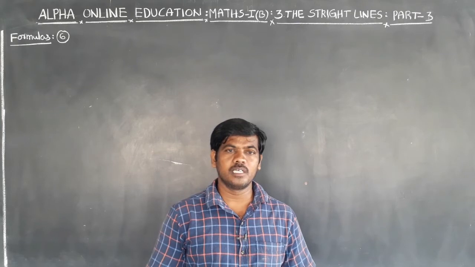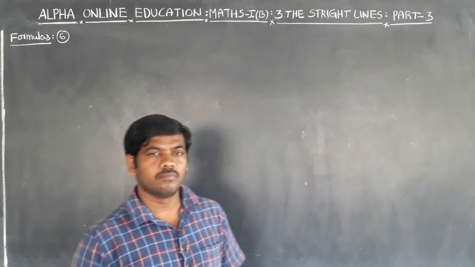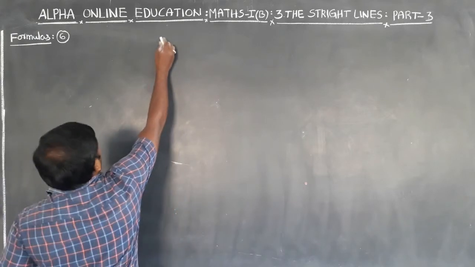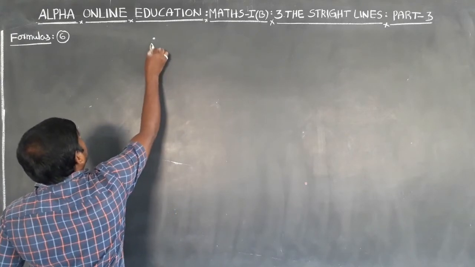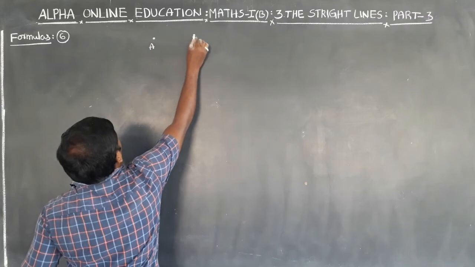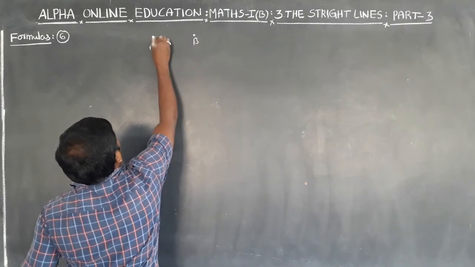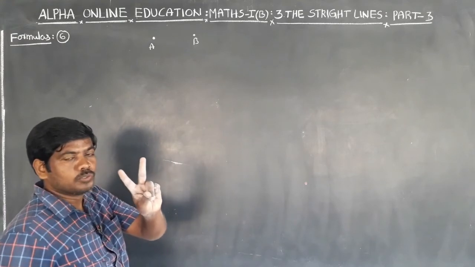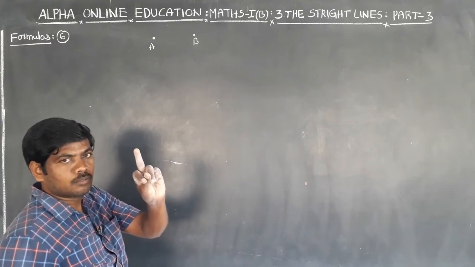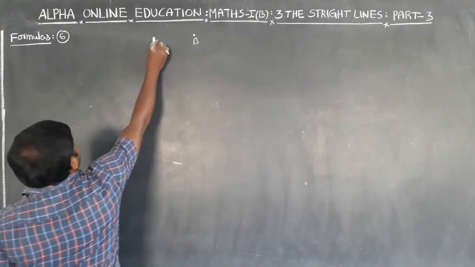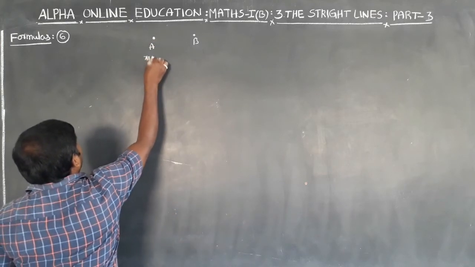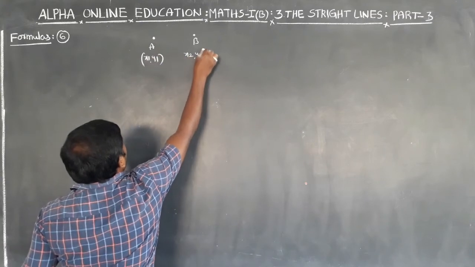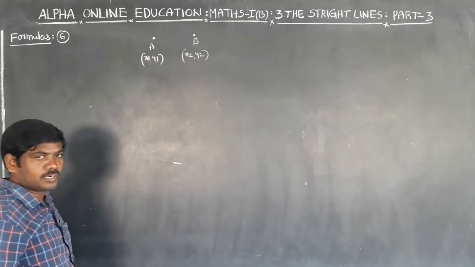Yesterday we already discussed this. Today we discuss some formulas. Here this is the point A, this is the point B. A point is denoted by an ordered pair, meaning x coordinate and y coordinate. This is the first point A (x1, y1). This is the second point B (x2, y2).